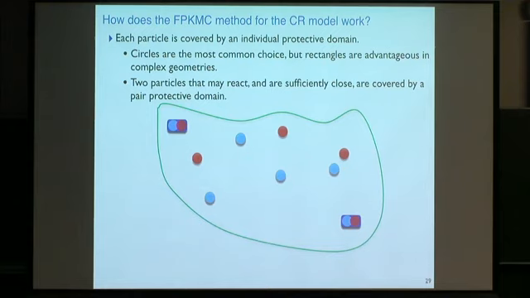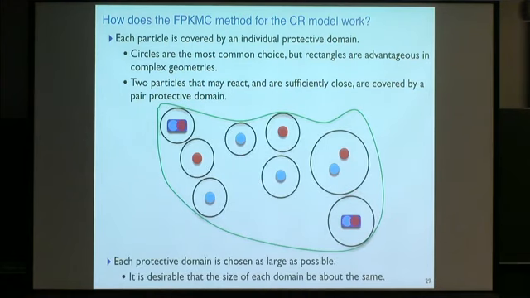So the basic idea in the FPKMC method is for every molecule, we put a protective domain around it, disjoint protective domains. Usually we use spheres or circles in 2D, or we use rectangles or cubes in 3D. I'll use circles for my examples here. We want to make sure that they're all disjoint, the idea being that within these circles, the molecules are all independent. Until they leave their circle, they can't interact, and their motions are all independent.